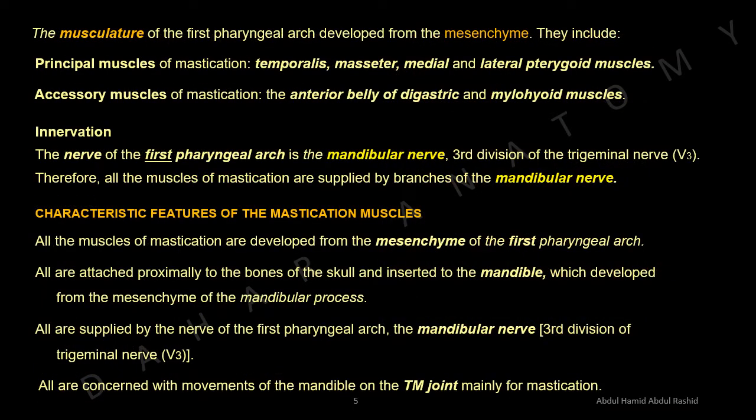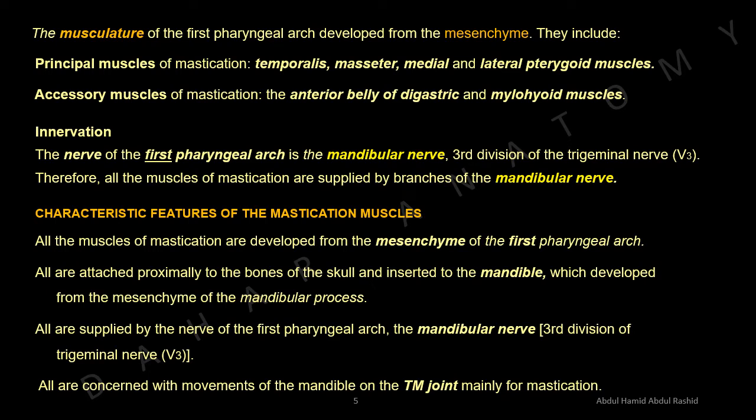The musculature of the first pharyngeal arch develops from the mesenchyme. They include principal muscles and accessory muscles. The principal muscles of mastication are temporalis, masseter, medial and lateral pterygoid muscles. Accessory muscles of mastication are the anterior belly of digastric and mylohyoid muscles.